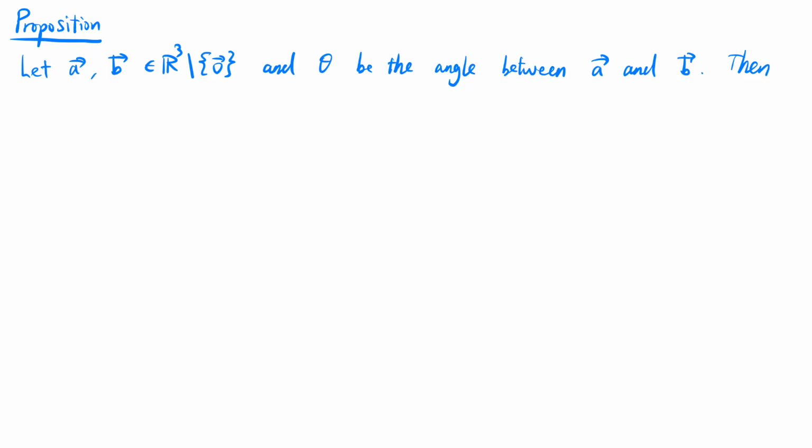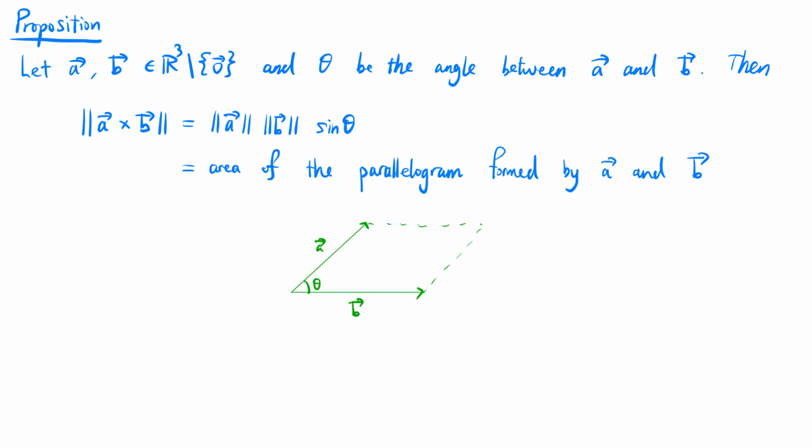Let's talk about a proposition. Let A and B be non-zero vectors in R3, and theta be the angle between A and B. Then, the length of A cross B equals the length of A times the length of B times sine theta, which is equal to the area of the parallelogram formed by A and B.